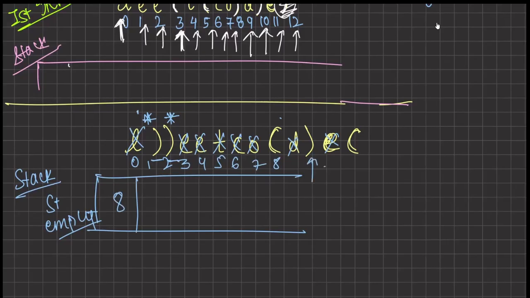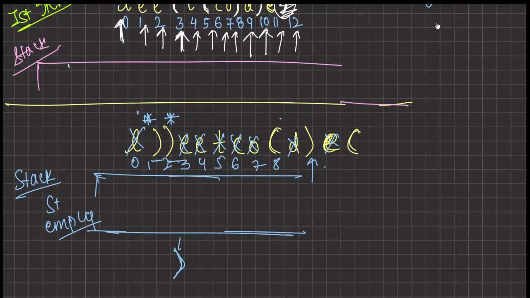Again, we come to a closing parentheses. So we need to complete this pair. As we can see, inside there is an opening parentheses and outside we have a closing parentheses, so we can complete it. We will just remove it, and this opening parentheses is used.